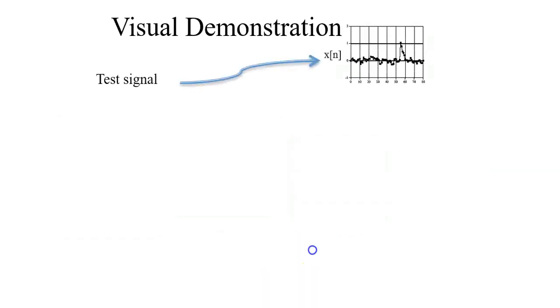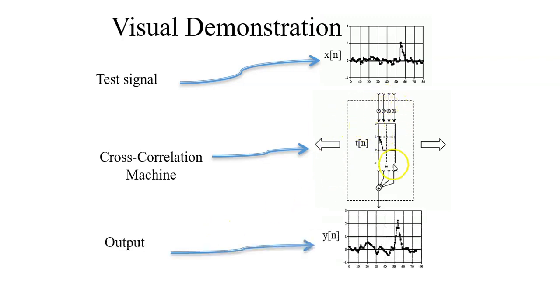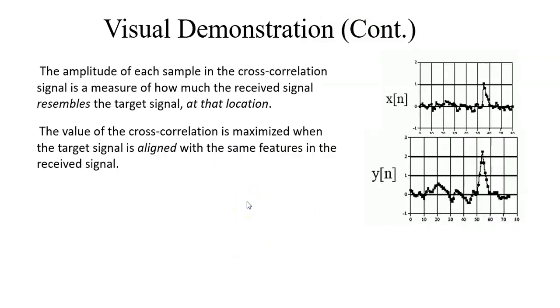This is a visual demonstration. This is the test signal, the shifted distorted signal x of n. This is the cross correlation machine. We have different inputs and different outputs that can be summed based on the number of samples, and this is y of n. As you see, this is our input and this is our output of the cross correlator. Cross correlation means that we are comparing two different signals to know the degree of similarity between them.